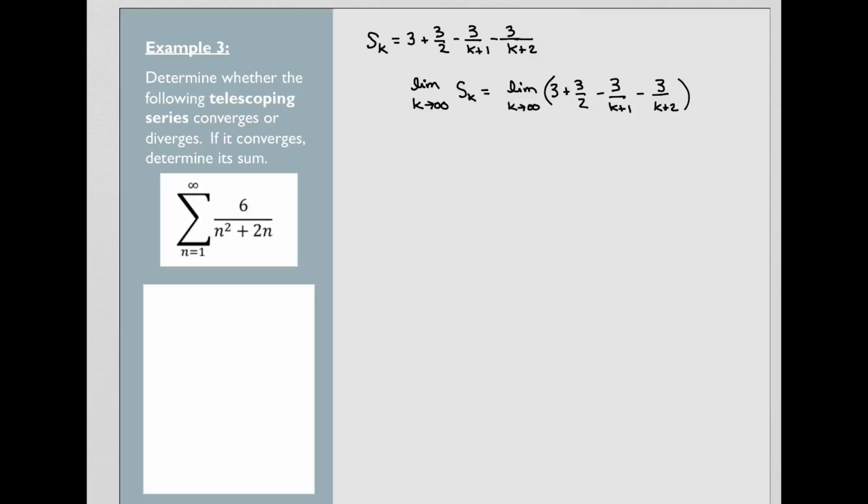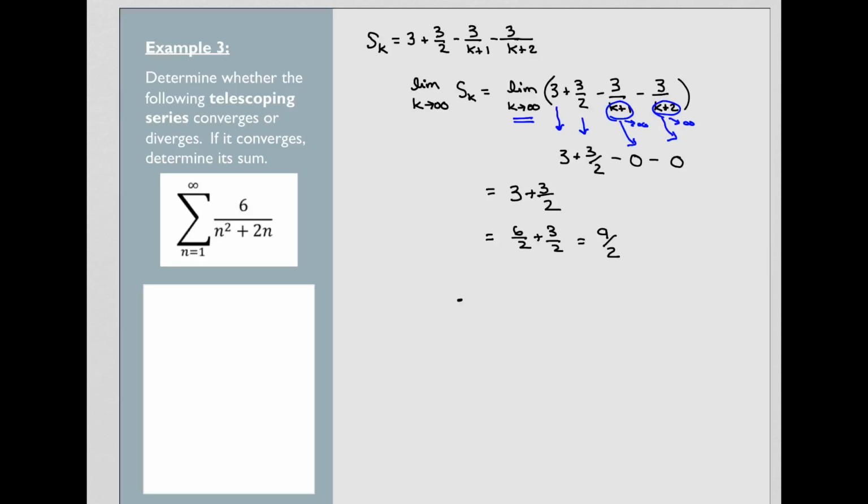And what happens? So let's see. As k goes to infinity, 3 goes to 3. 3 halves goes to 3 halves. And what happens to those other two guys? As k goes to infinity, that denominator goes to infinity here and here. And so we have 3 over infinity. So what does that whole term go to? That whole term goes to 0, and that whole term goes to 0. So what does that leave us? That tells us that this limit is a finite limit. It's 3 plus 3 over 2, or if we like, 6 over 2 plus 3 over 2, which is just 9 halves.